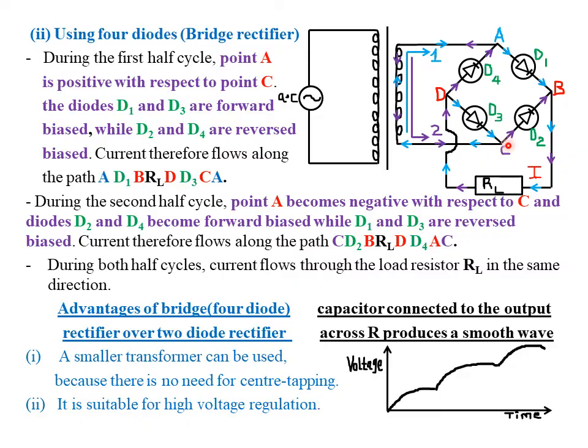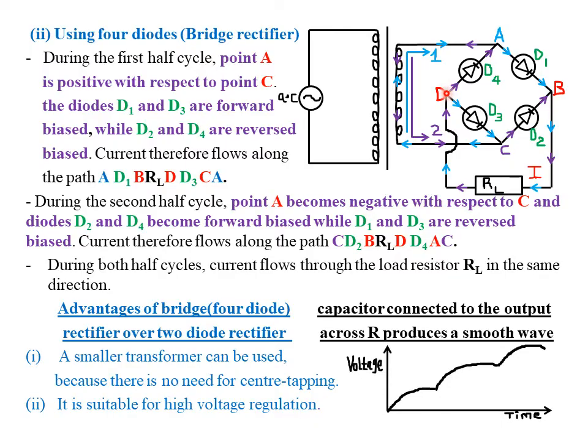Remember, if point C is positive, the current will flow through the diode D2 because it is forward biased. It cannot go through D3 because if it tries moving in this direction, it finds that D3 is reverse biased. Therefore, the current will flow from point C through D2, which is forward biased, to point B. At point B, it cannot go through D1 because it is reverse biased. Therefore, it will be forced to move through RL, in this direction here.